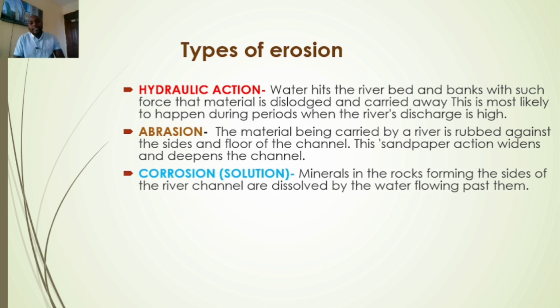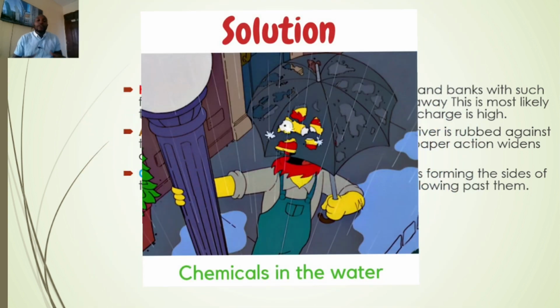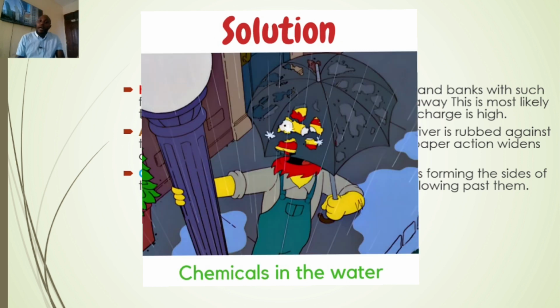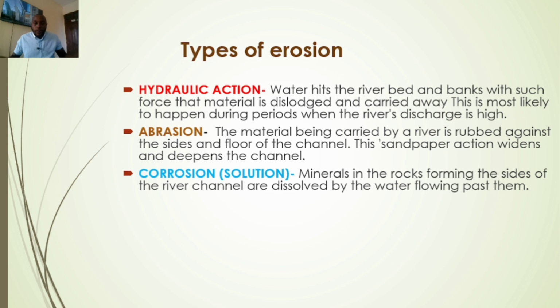And then we have the third one, which is corrosion. Sometimes you can say solution. Here is where the material dissolves. Minerals in the rocks forming the sides of the river channel are dissolved by the water flowing past them. So the minerals are dissolved in that water. That is a type of erosion. We call it solution. So these three types act in the river environment.